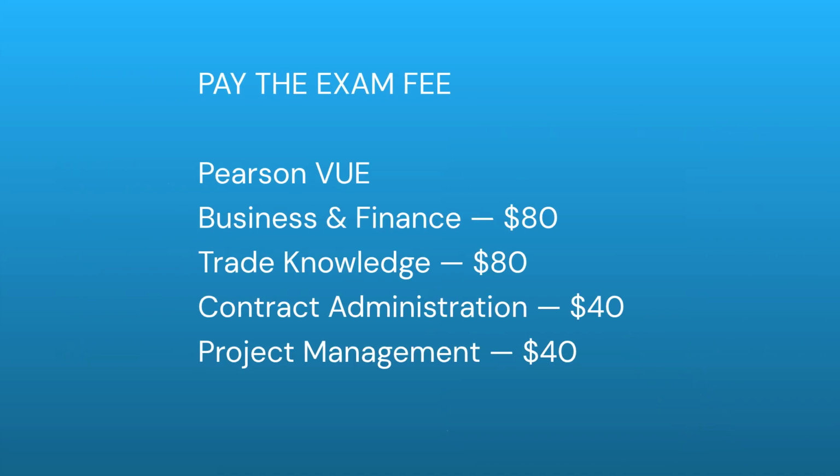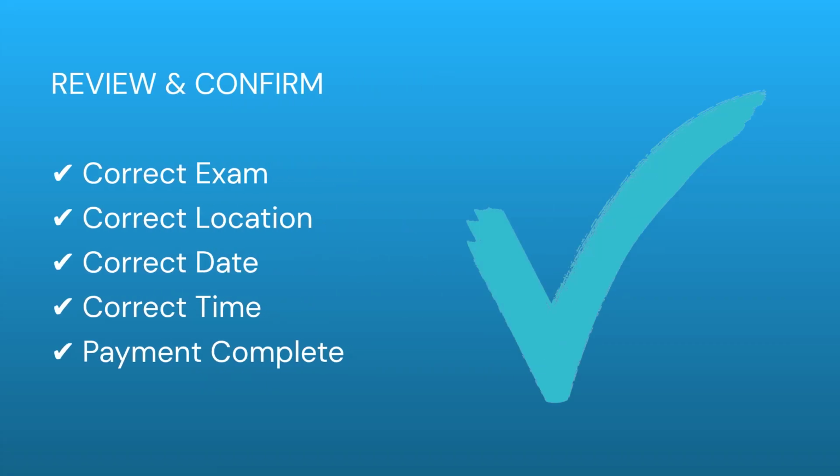At this point, you'll pay the applicable Pearson VUE examination administration fee. Remember, business and finance and trade knowledge are each $80, while contract administration and project management are each $40. Before you finish, carefully review your appointment. Make sure your exam, location, date, and time are all correct. Then complete your payment and confirm your appointment.